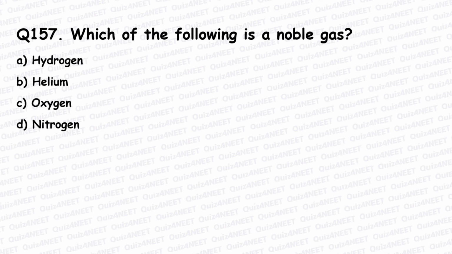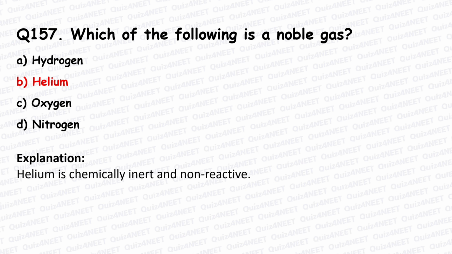Q157. Which of the following is a noble gas? A. Hydrogen, B. Helium, C. Oxygen, D. Nitrogen. B. Helium. Explanation: helium is chemically inert and non-reactive.